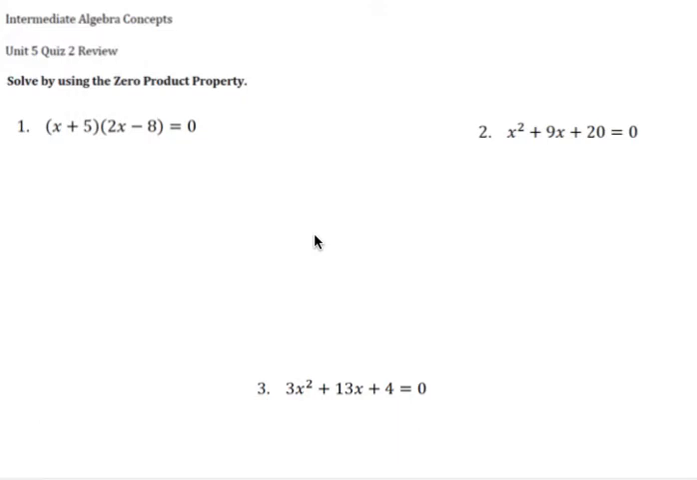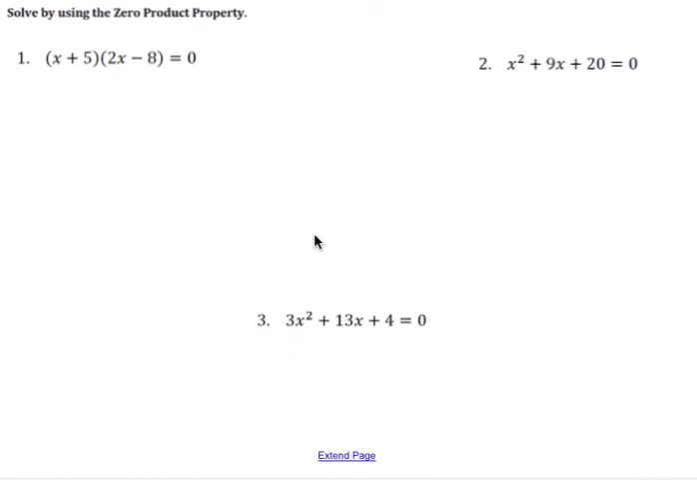Today we're going to be doing Unit 5 Quiz 2 review, so we're going to go over this to make sure you're ready for that quiz. So first of all, let's go over solving things using the zero product property.